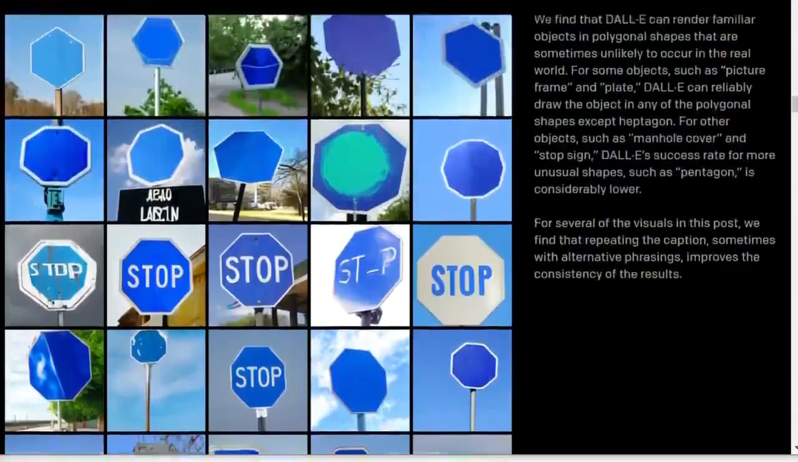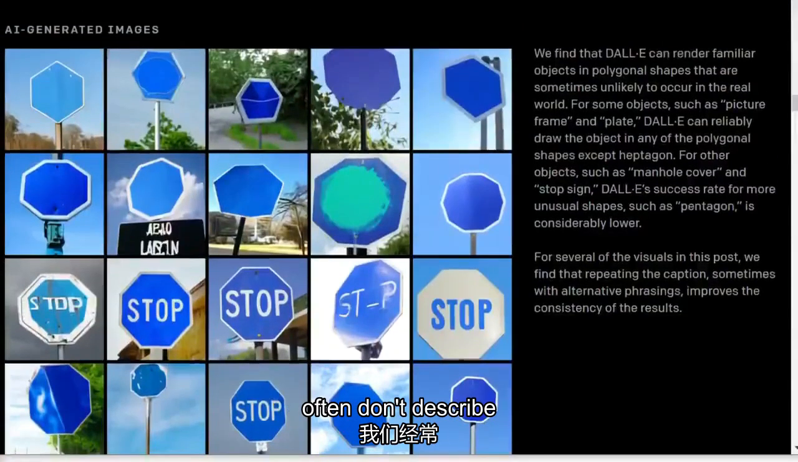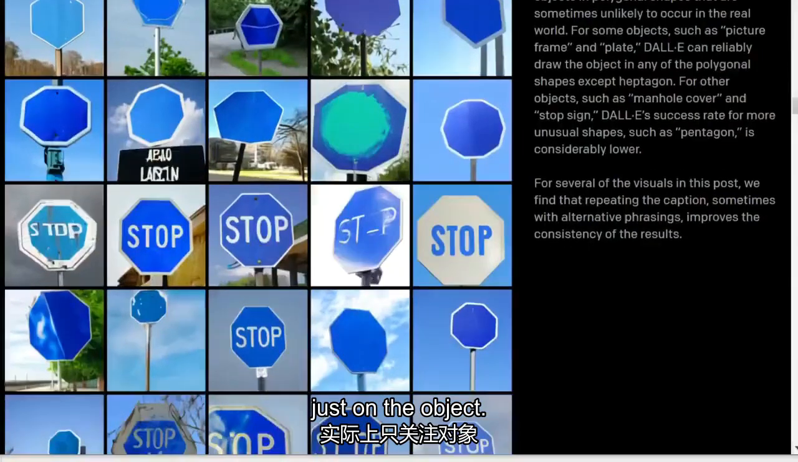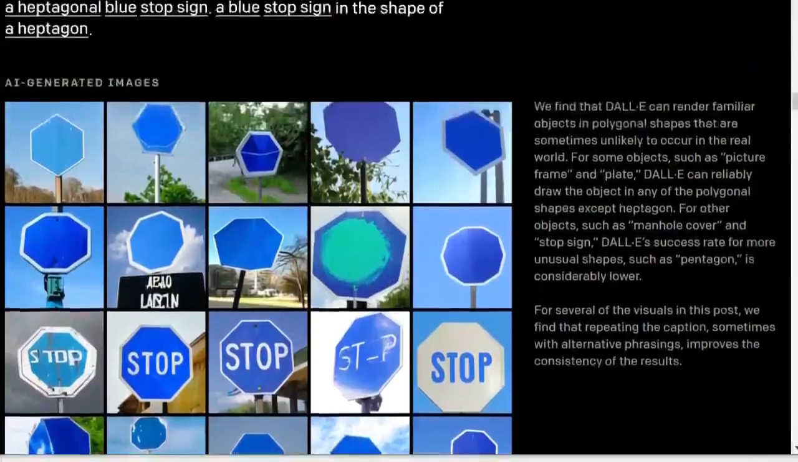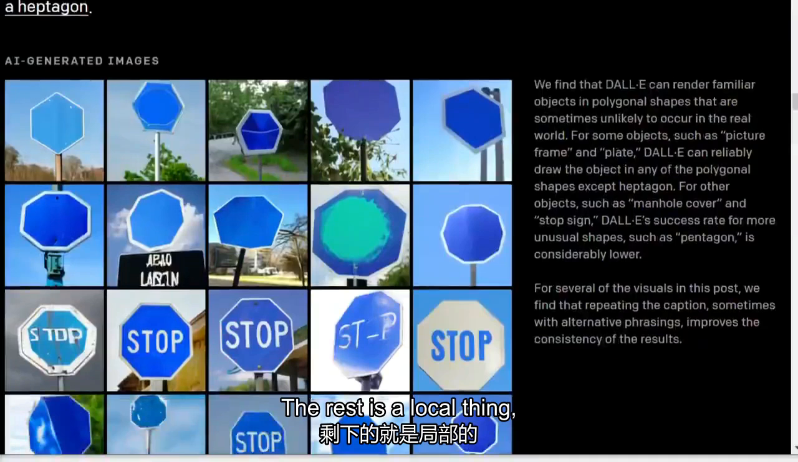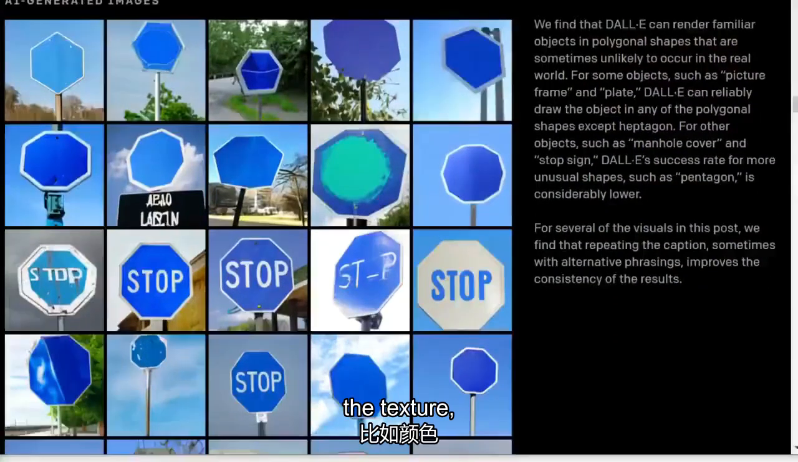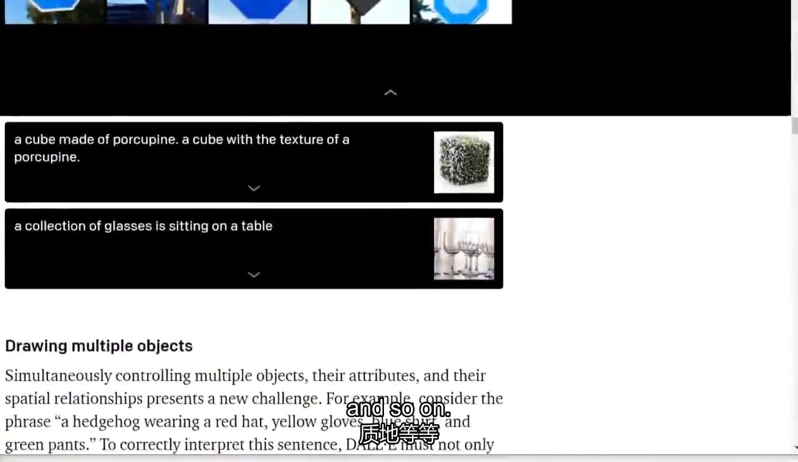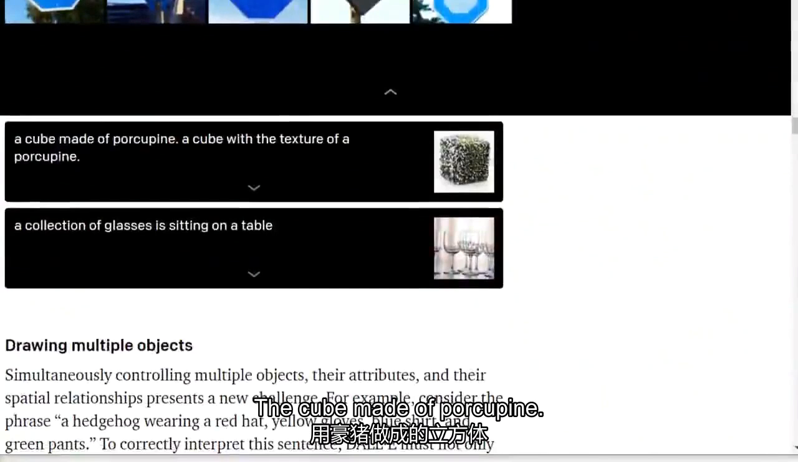We humans, we don't take pictures, and we often don't describe the count in them. So I can get that the model has a harder time learning that and actually focuses just on the object as a global thing. The count would be a global thing, right? But it's not that prominent in the data. And the rest is a local thing, like the color, the texture, and so on. Yeah, the cube made of porcupine.